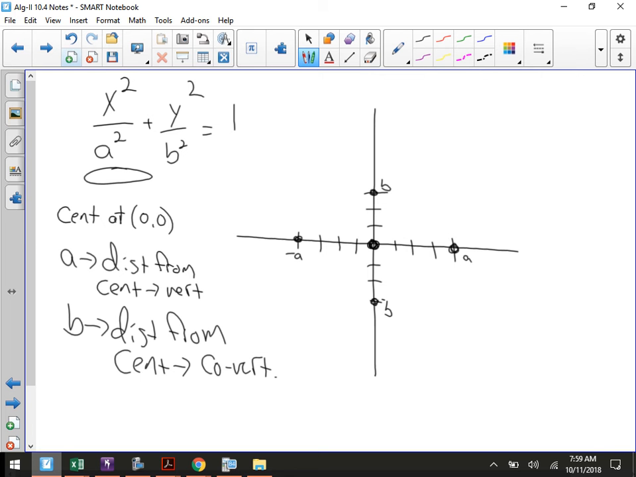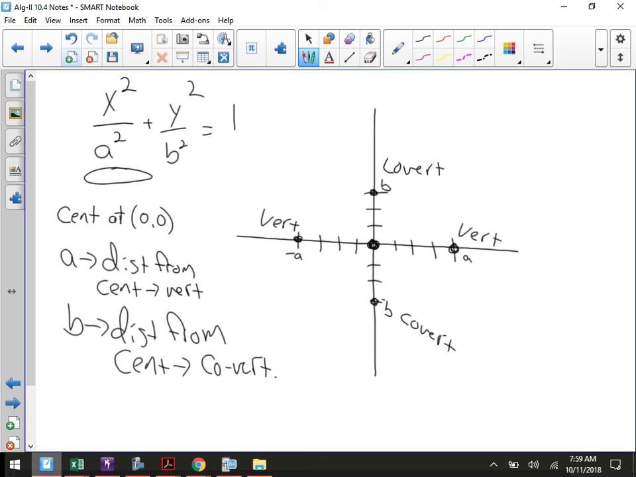When you do this, we have a vertex and a co-vertex. This is a vertex here, here's a vertex. This is a co-vertex, this is another co-vertex. What we're missing is our foci. Because there are 2 vertices, there are 2 foci. And remember, the vertex always looks at its focus, just like we did with parabolas. So here's how we have to figure that out.